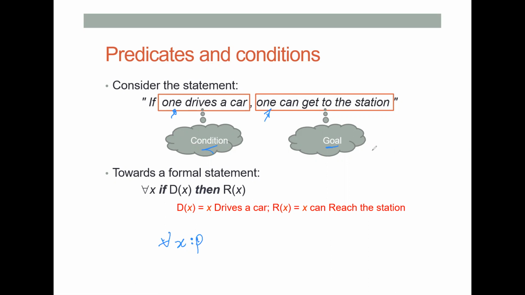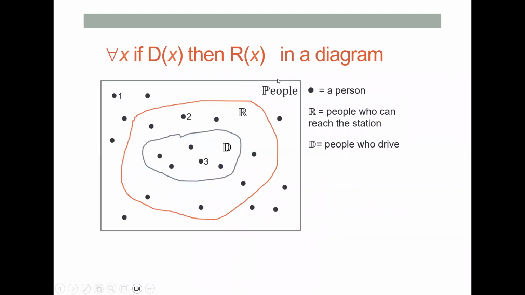Okay. So for all x from the set of people, if this x can drive a car, then x can reach the station. I'm going to use two predicates: D of x, which means that x drives the car, and R of x, which means that x can reach the station. Okay, Shabab?